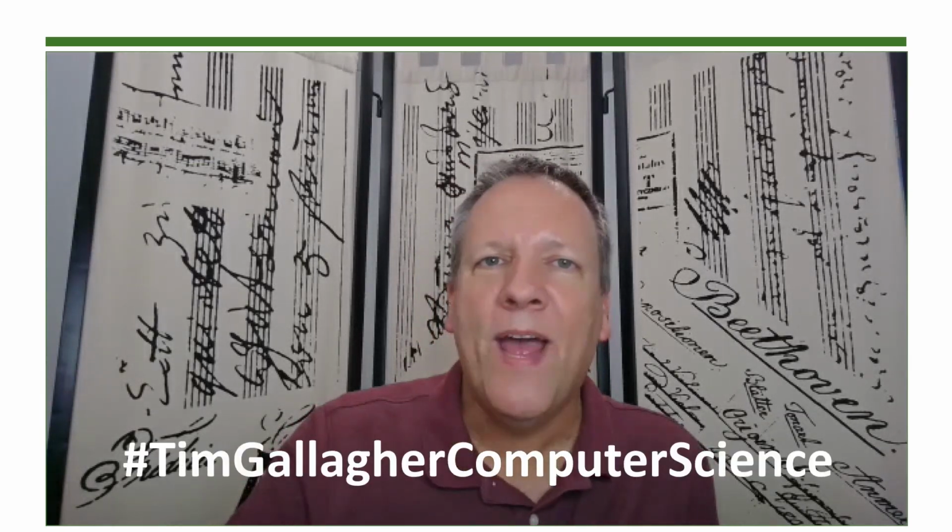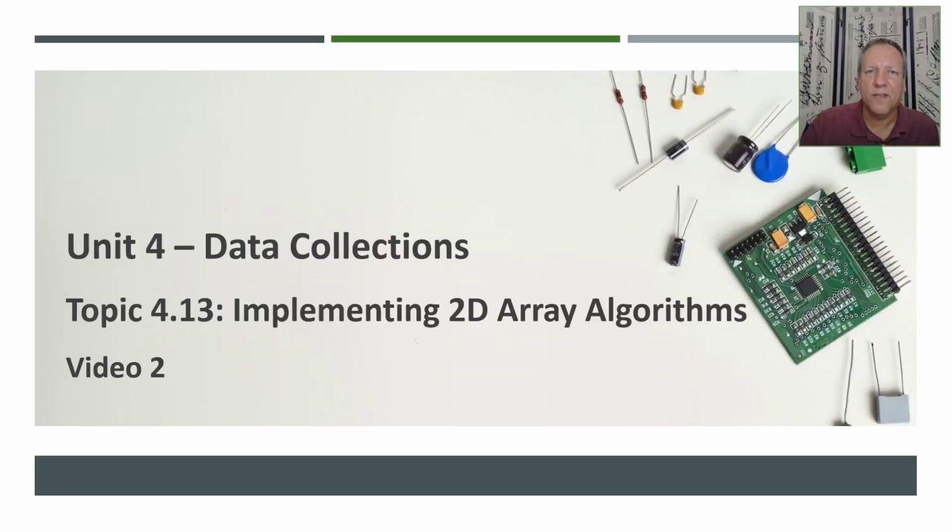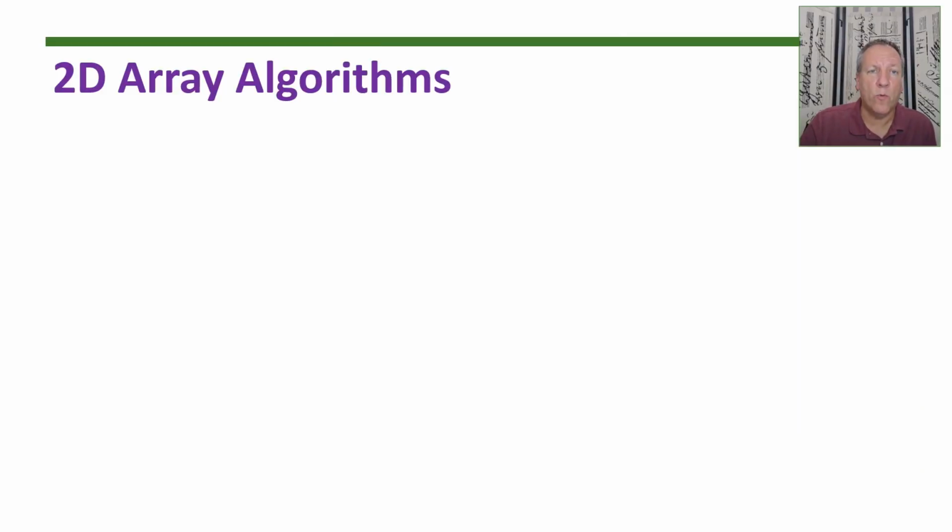My name is Tim Gallagher, and today we are going to be discussing AP Computer Science A, topic 4.13, implementing 2D array algorithms. And in this second video, we're going to continue to develop code for standard and original algorithms for our 2D arrays and determine the results of these algorithms. For this video, we're going to focus on these three algorithms.